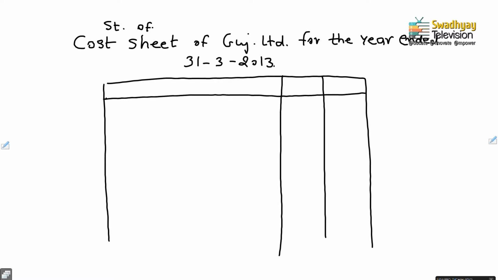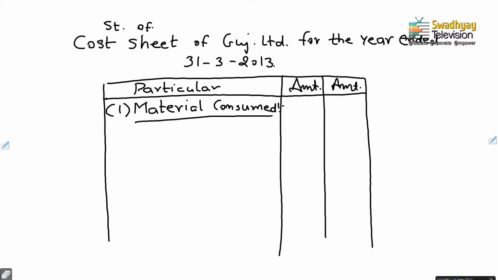At present we have a very simple problem, so we just prepare the particulars and two columns for amount. The first column is the inner column, where any amount of expenditure under the respective head is recorded, and the total of that first column is transferred into the next, outer column. Here the first item is material consumed. As we already discussed, we will identify how much raw material was consumed for manufacturing this product, and it is recorded under this head.